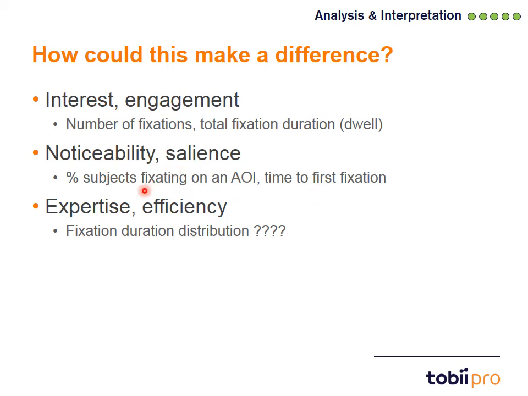Noticeability or salience. So if the metrics are percent of subjects fixating on an AOI and time to first fixation, if there are no counted fixations in the AOI, you could get quite a strong drop in the percentage fixating, and of course there would be no time to first fixation then. So you could quite significantly affect noticeability and salience measures. And for expertise and efficiency, which might revolve around fixation duration distribution, the shape and the characteristics of the duration distribution could be significantly altered by your choice of AOIs.